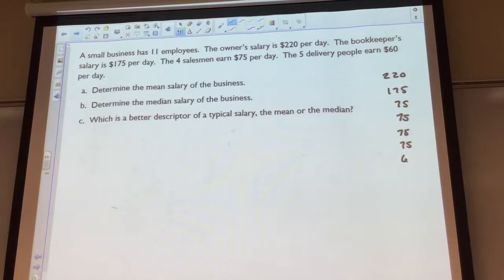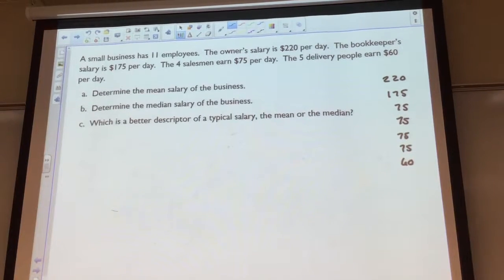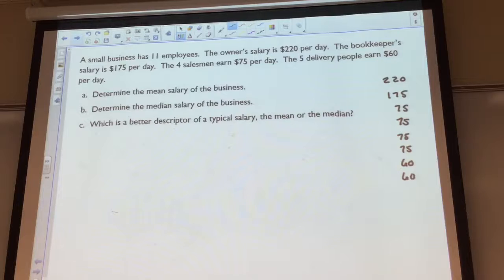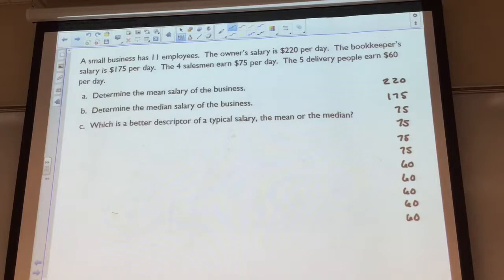And then there's somebody that got $60, and that was a delivery person, but there wasn't just one delivery person, there were 5 delivery persons. So you have to actually enter your expanded list into the calculator to be able to get it to do this properly.